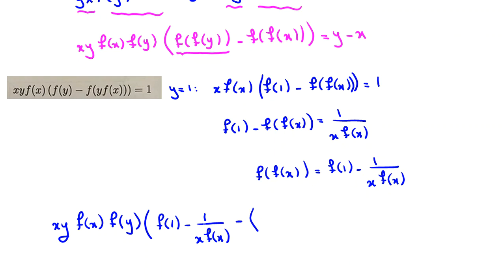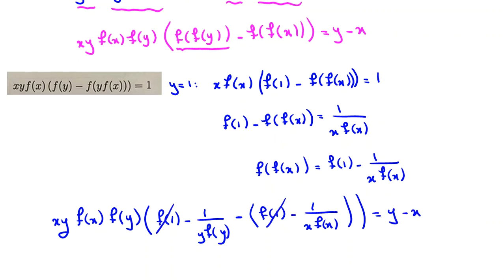Okay, so minus f of, here it is f of y. You should write y. And then minus f of x. It will be what? Minus f of 1 minus 1 over x f of x. And it will be what? Y minus x. So f of 1 and f of 1 will be cancelled.